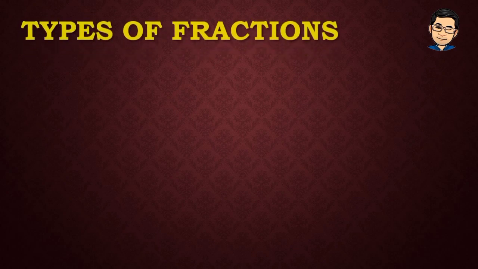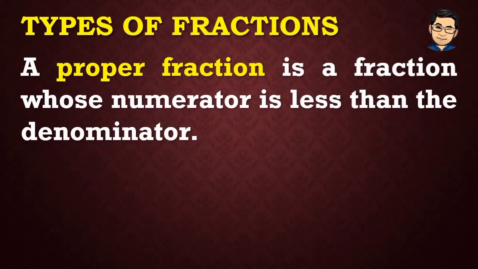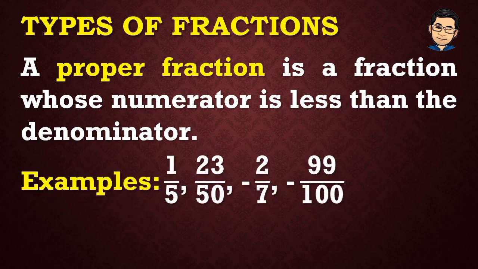So let's now have the types of fractions. A proper fraction is a fraction whose numerator is less than the denominator. Let's have examples: 1/5, 23 over 50, negative 2 over 7, negative 99 over 100. If you notice, the numerators of our given fractions are lower than the denominators. The numerator is the number written on top, and the number written at the bottom is the denominator.